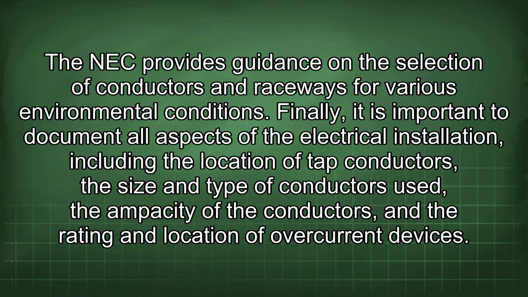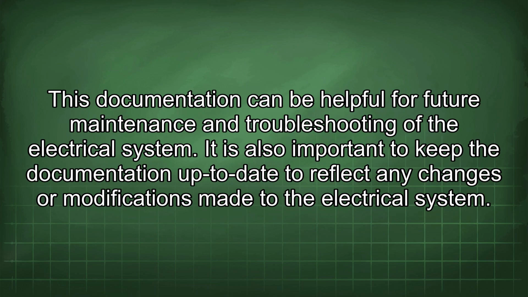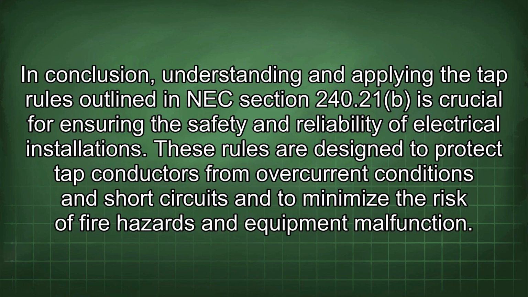Finally, it is important to document all aspects of the electrical installation, including the location of tap conductors, the size and type of conductors used, the ampacity of the conductors, and the rating and location of overcurrent devices. This documentation can be helpful for future maintenance and troubleshooting of the electrical system. It is also important to keep the documentation up to date to reflect any changes or modifications made to the electrical system.